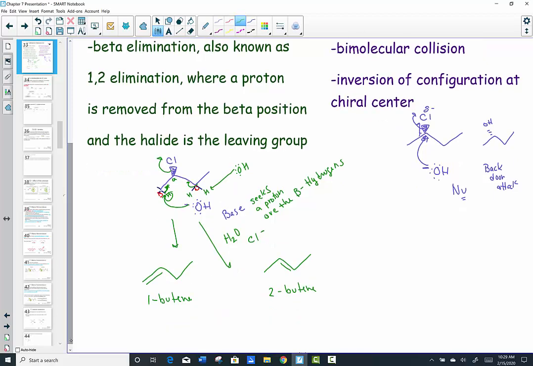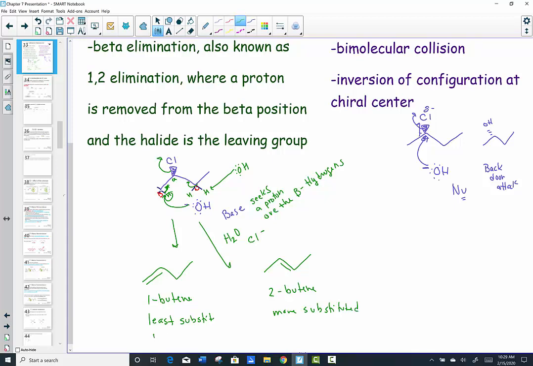This is something we will study in depth. We see that we have a mixture: a least substituted alkene in the form of 1-butene. The least substituted means it has the fewest carbons attached to the carbons in the double bond, versus over here, this is the more substituted product.